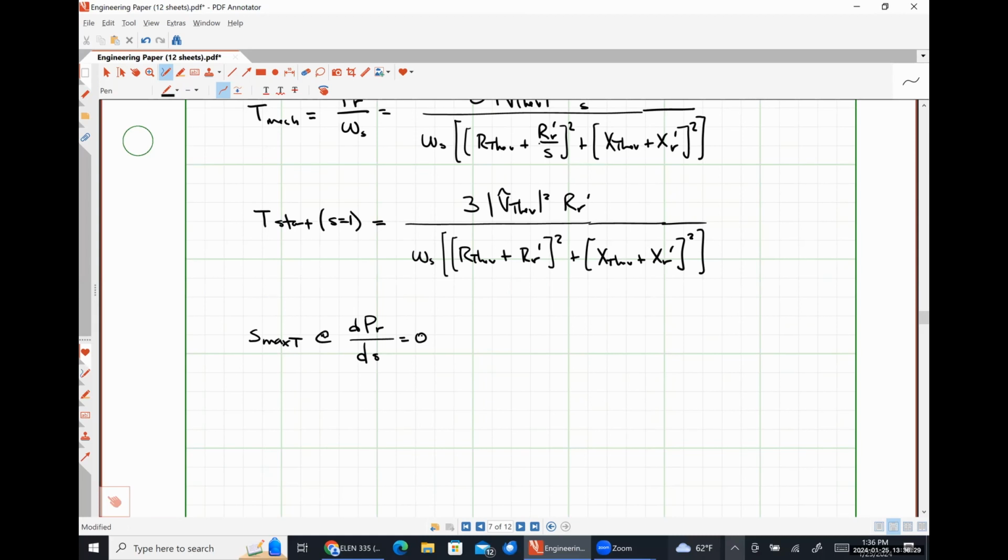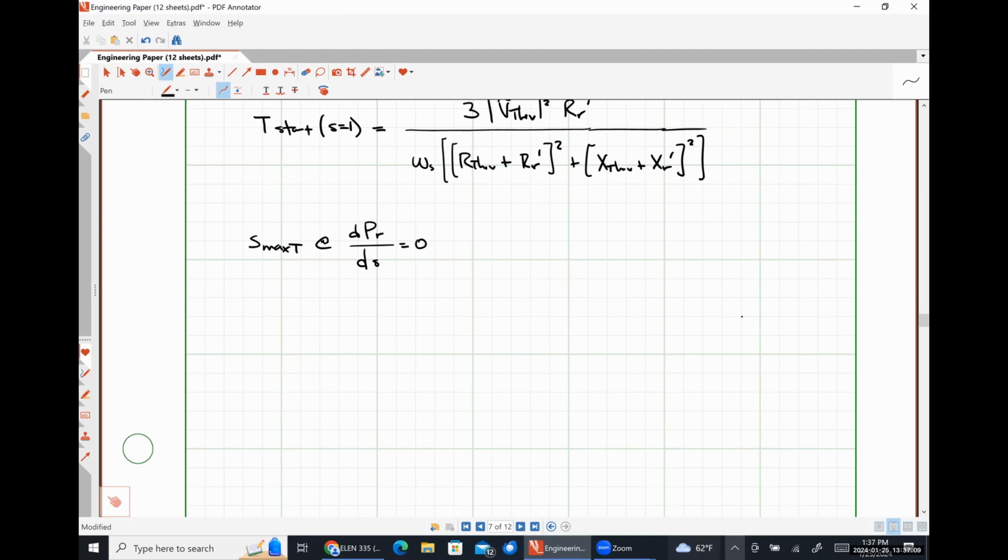In calculus 1, or whatever your equivalent is, you may have learned that in order to find the maximum value of a function, you take the derivative of that function and set it equal to 0. That's literally all we're doing here: taking the derivative of our power delivered across the air gap, our rotor power, with respect to slip, setting that equal to 0, and then solving for whatever slip makes that happen.